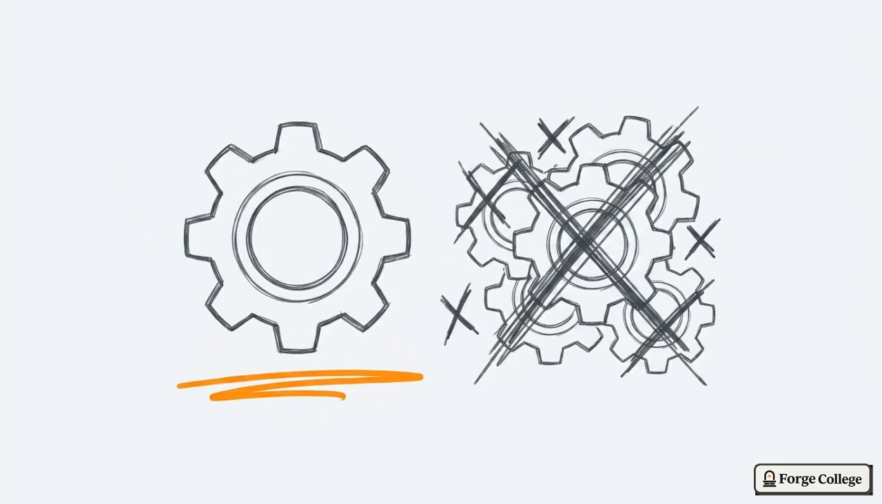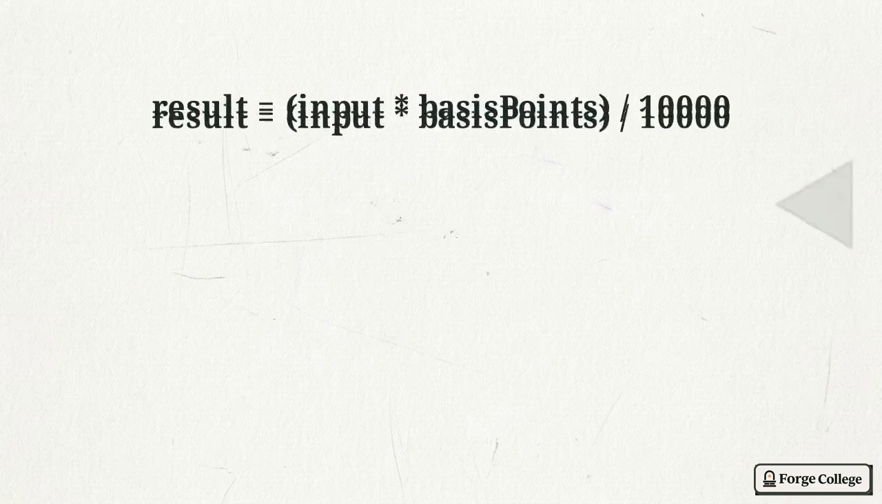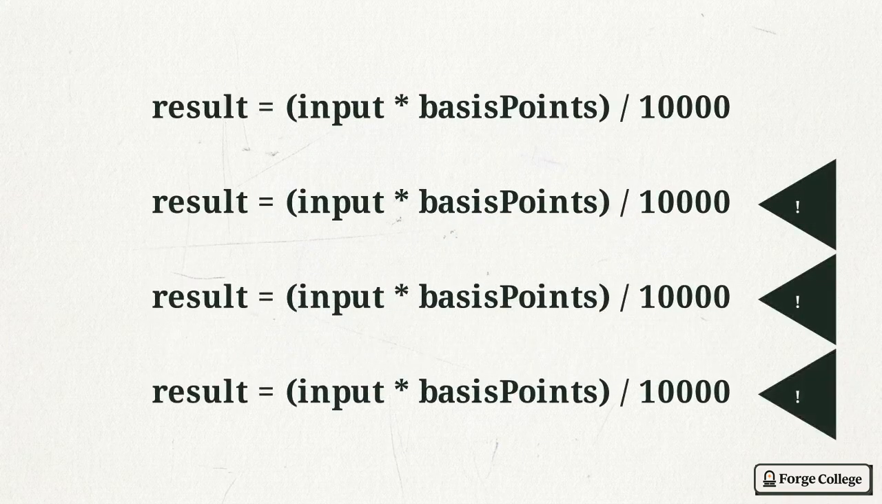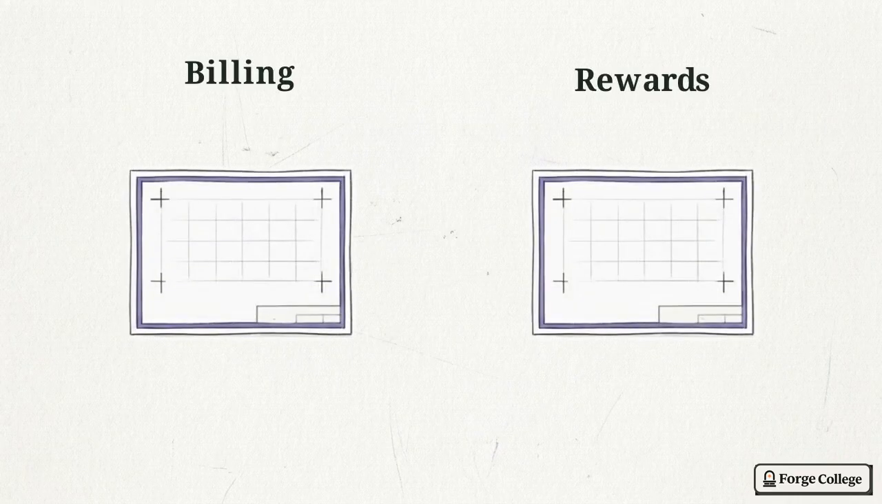work. Software engineers have a golden rule called DRY, don't repeat yourself. If you have to write the exact same complex logic twice, you are doing double the work and leaving double the room for mistakes. In smart contract development, we take this rule very seriously.